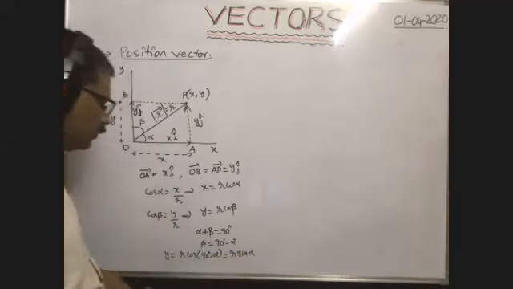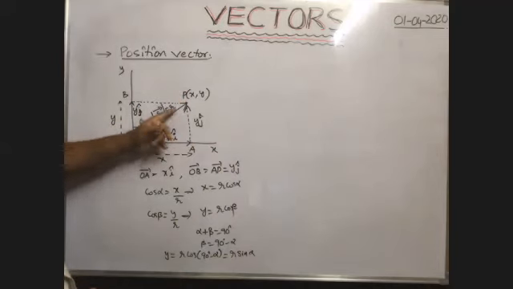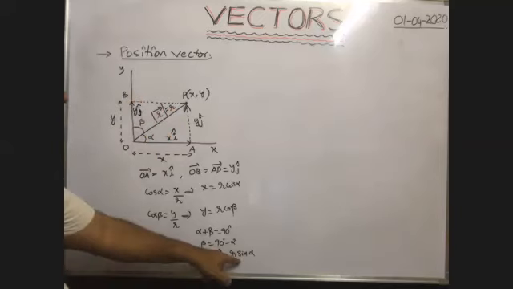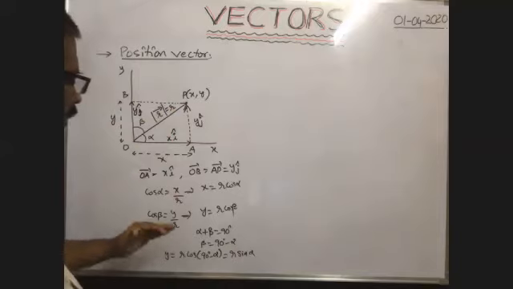So here you see, if this is the magnitude of the position vector r, then its x component is equal to r into cos alpha. Its y component is equal to r into sin alpha, or we can write r cos beta also. Okay, so these are the x and y components.